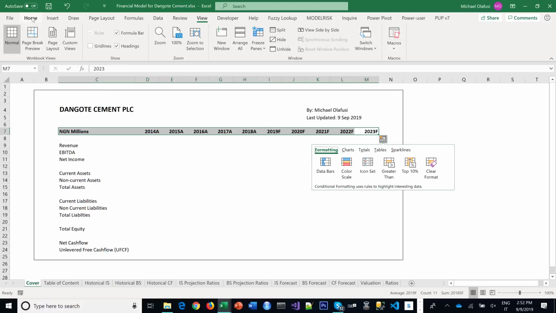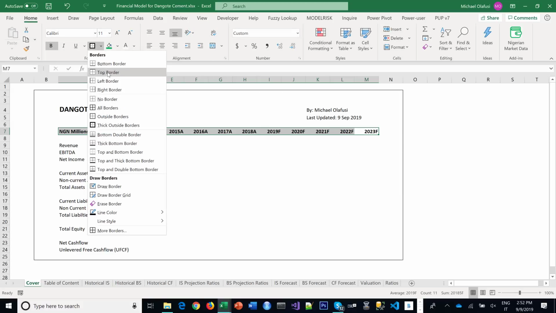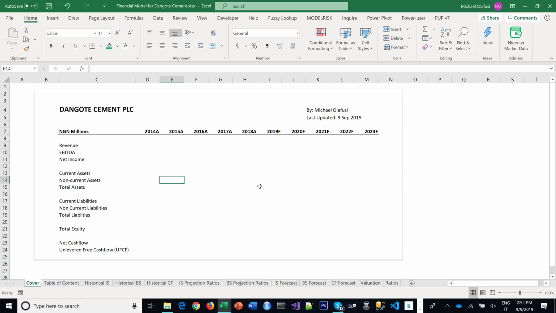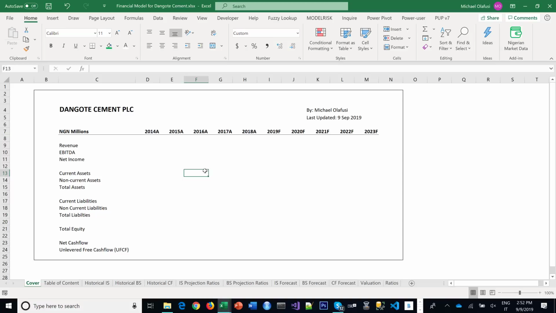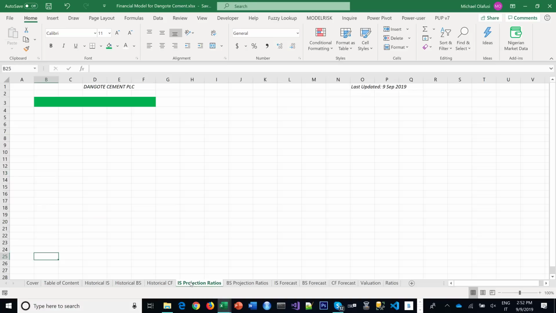I'm going to make it have a horizontal bottom border. Okay, so we are making progress. I'm also going to make this have the comma separated formatting. Okay, so right now I'm here at the historical projection ratios. I'm going to call it historical income statement projection ratios. That's really long.